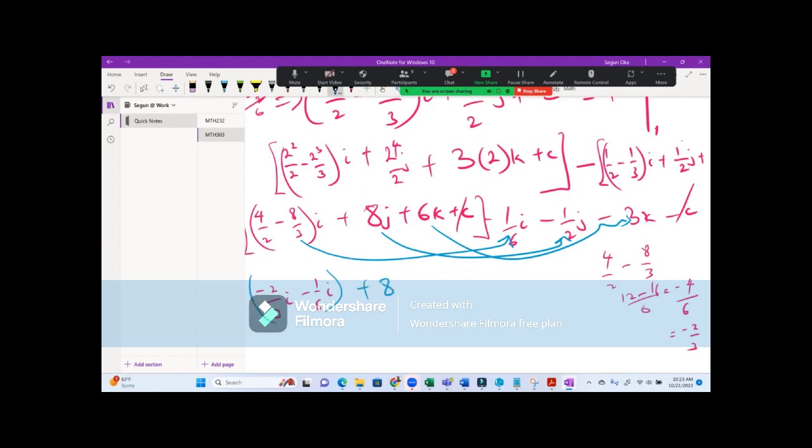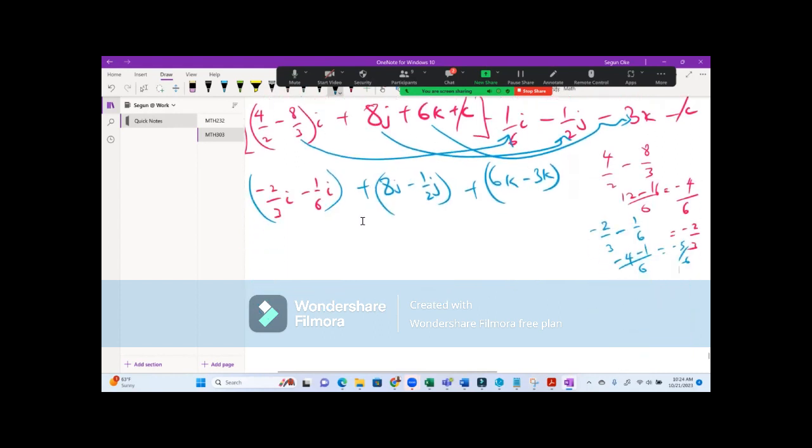Then plus 8j minus 1 all over 2 j plus 6k minus 3k. So when you add this together, what do you have here? You have negative 2 over 3 minus 1 all over 6. 6 is common. You have 3. This is 2. 2 multiplied by 2, minus 4, minus 1. 1 times 1, 1. Minus 5 over 6. This is minus 5 over 6 i.